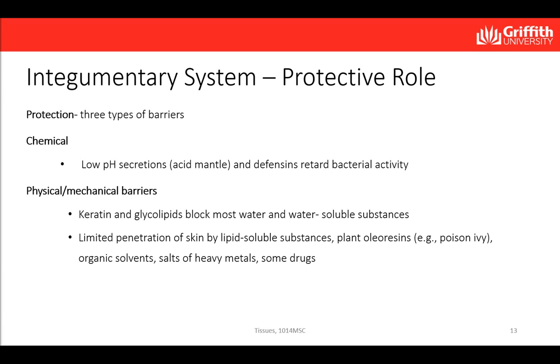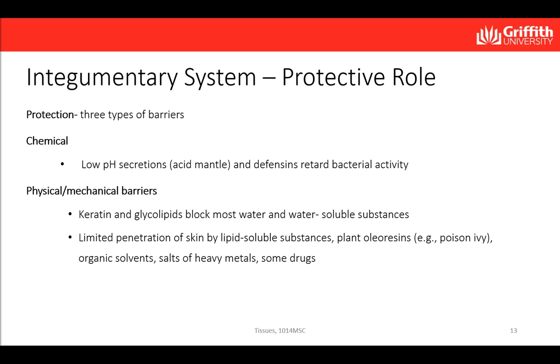The physical or mechanical barrier is formed by the hardened keratinized cells and glycolipids. The uppermost layer of the integumentary system is made up of dead epithelial cells that are surrounded and filled with keratin, which block the entry of water and water-soluble substances. This physical barrier acts in tandem with the chemical secretions on the skin to prevent bacterial invasion.